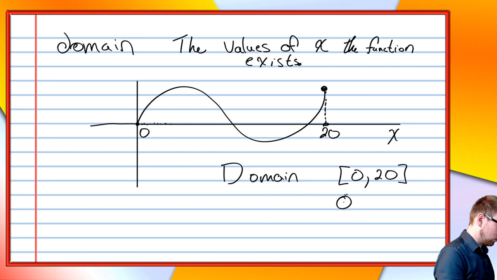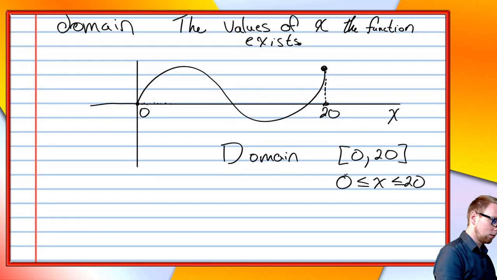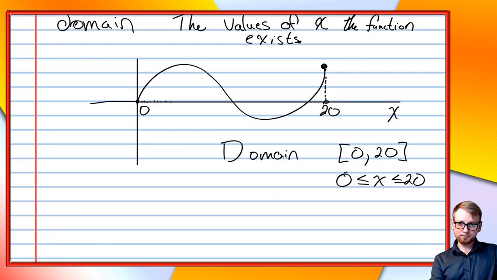So the domain is between 0 and 20. Or, if you want to write it this way, 0 is less than or equal to x, which is less than or equal to 20. You see how that works?